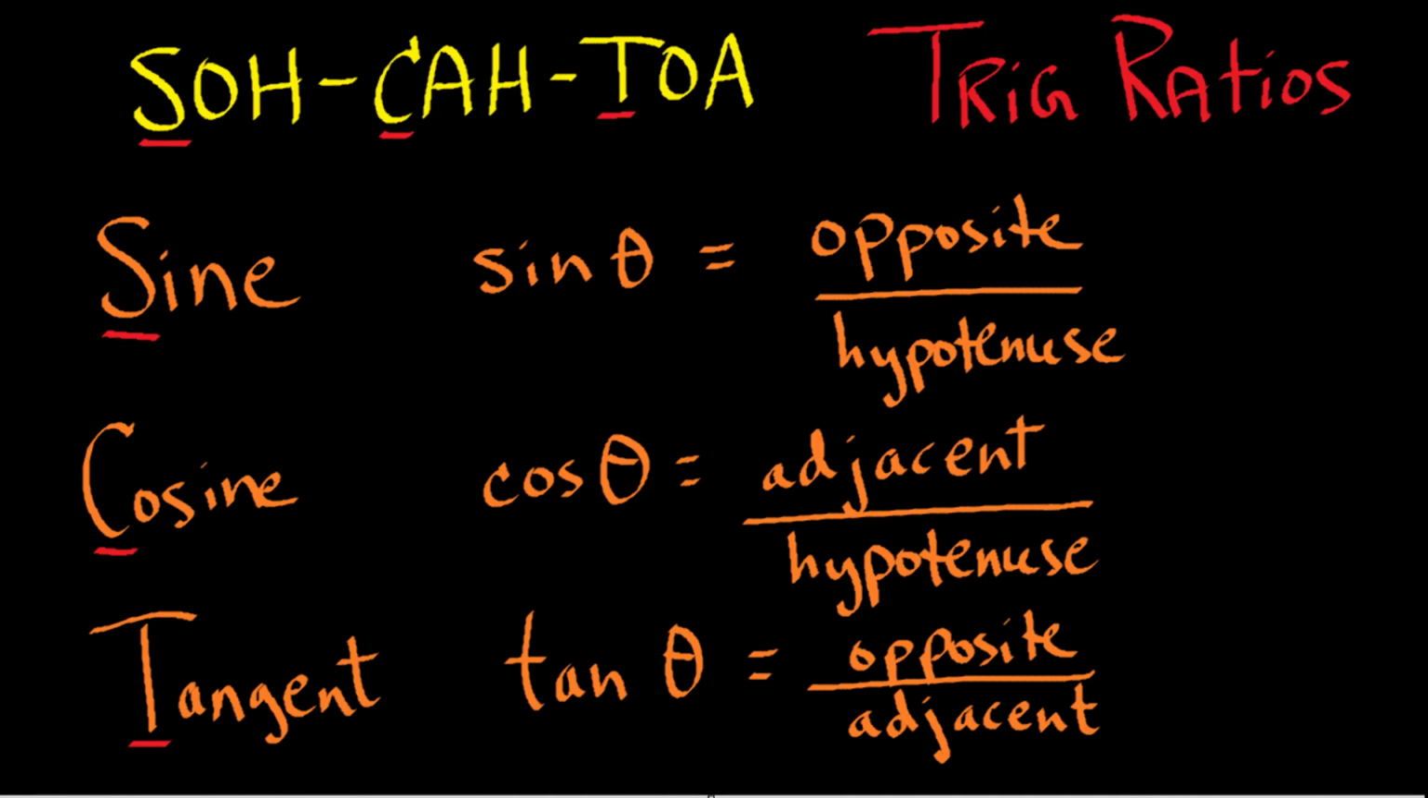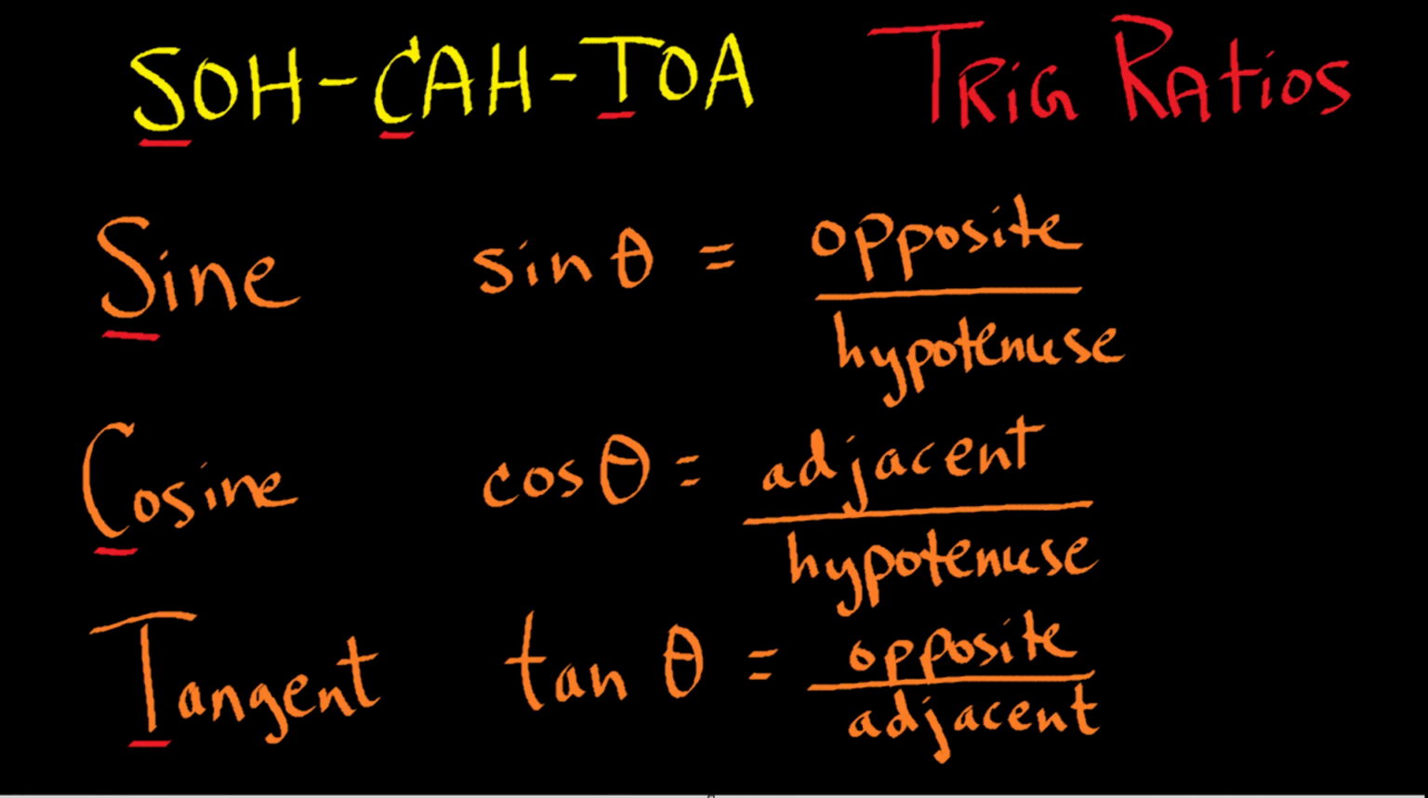In this video, I'm going to cover the right triangle trig ratios. And there's an acronym here that will help us to remember these, which is SOHCAHTOA. S stands for sine, C in the CA stands for cosine, and T stands for tangent.